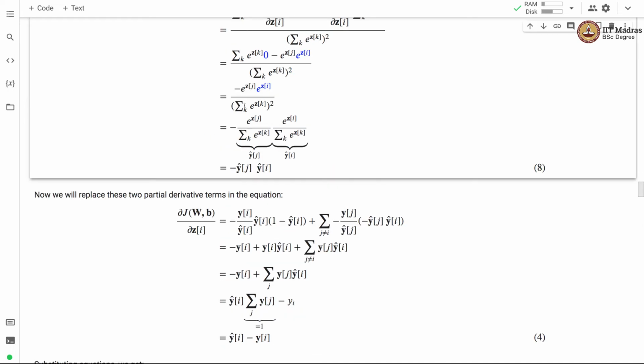So we'll simplify this and write these two terms separately. So we have the prediction for the jth class into the prediction for the ith class. So this is negative of y hat j into y hat i.